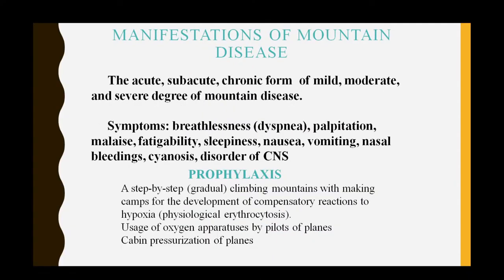Manifestation: there may be different forms of mountain illness, acute, subacute, chronic form, and also different degrees, mild, moderate, and severe. Symptoms: breathlessness, dyspnea, palpitation, malaise, fatigability, sleepiness, nausea, vomiting, nasal bleedings, cyanosis, disorder of the CNS. Disorder of the CNS will be headache, maybe euphoria, inadequate behavior.